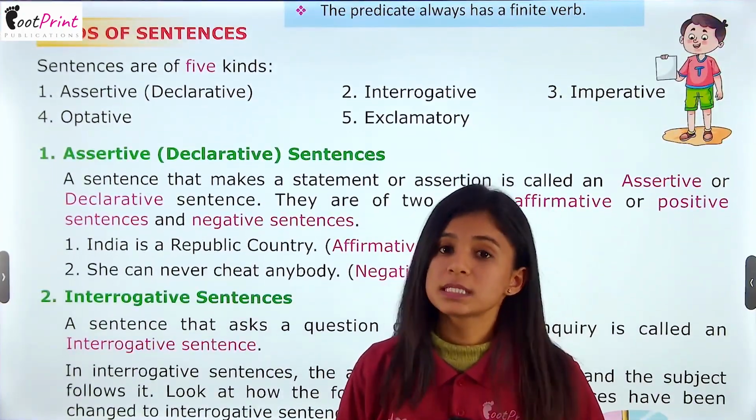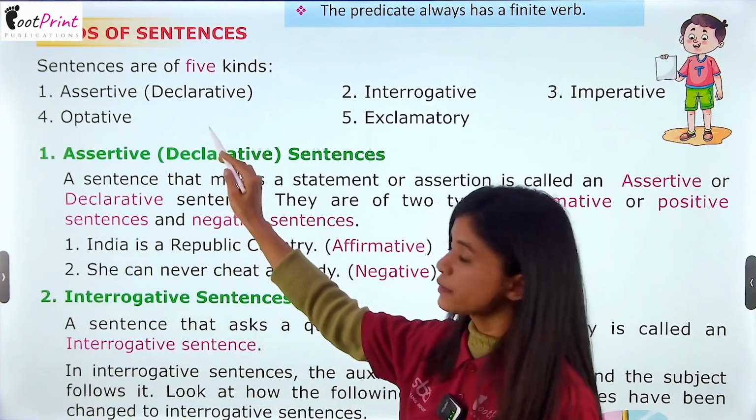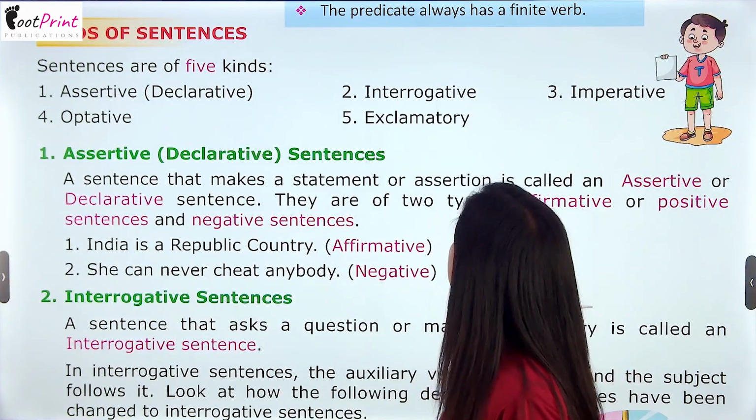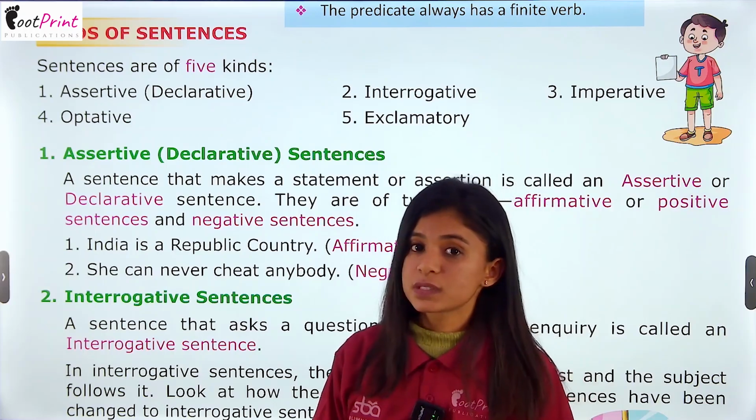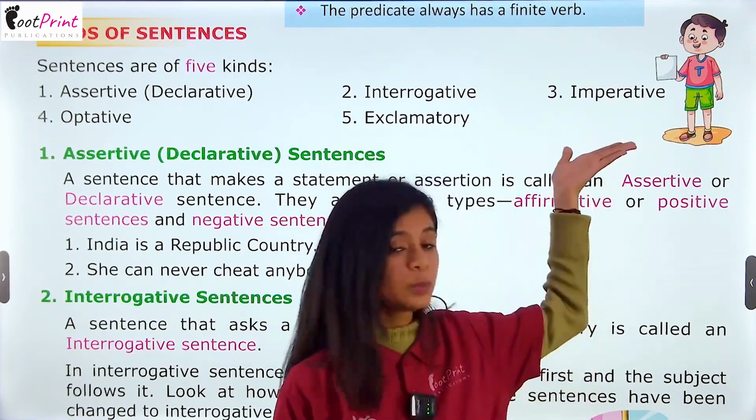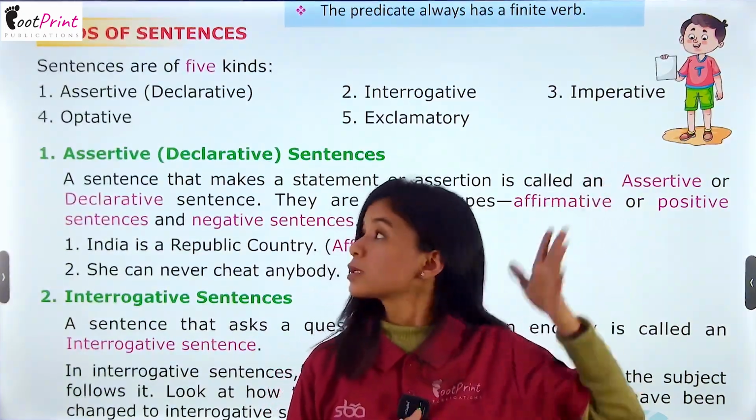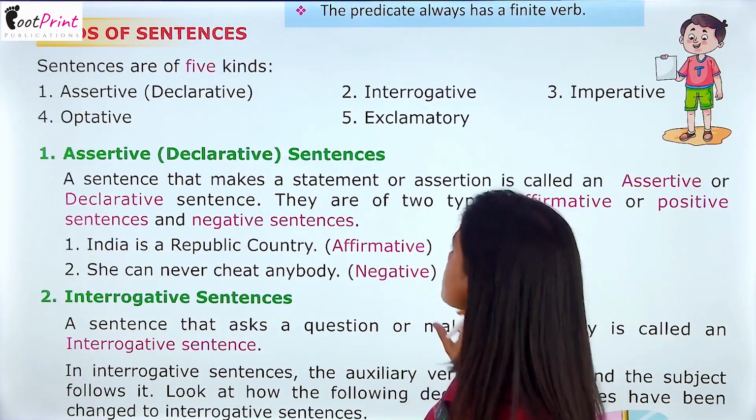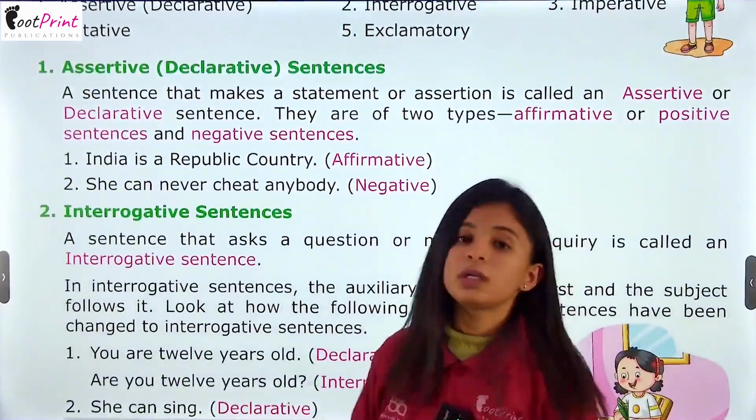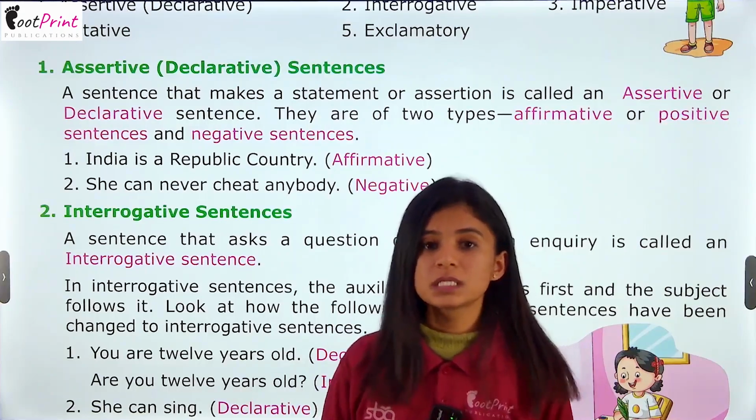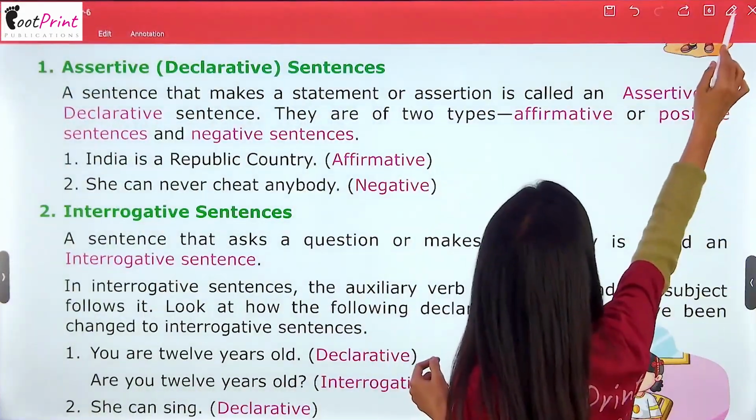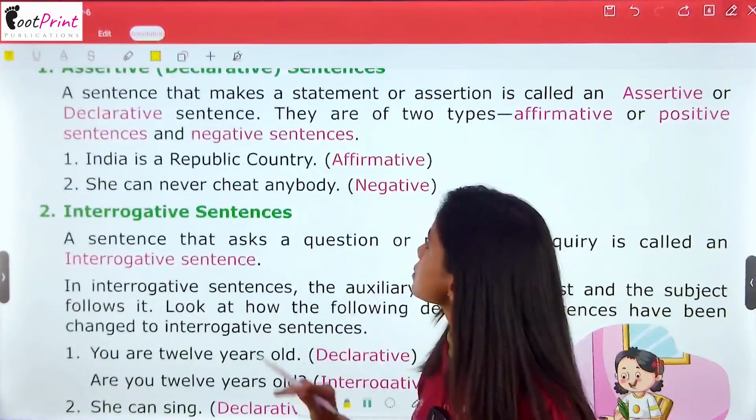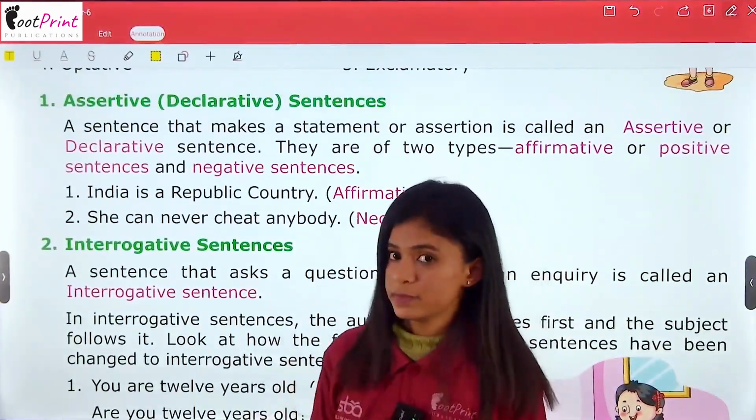And the types of sentences are, first is assertive sentences, or we can say declarative sentences. Next is interrogative sentences, and third one is imperative sentences. Next we have optative and exclamatory sentences. Let us move on and know about these types of sentences in more detail. First we have assertive sentences or declarative sentences.